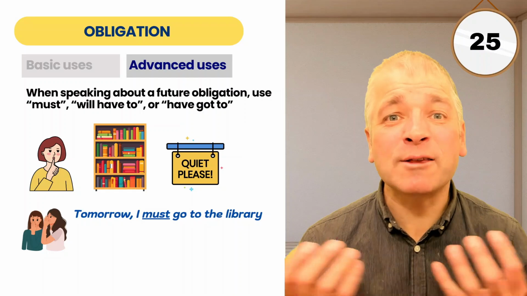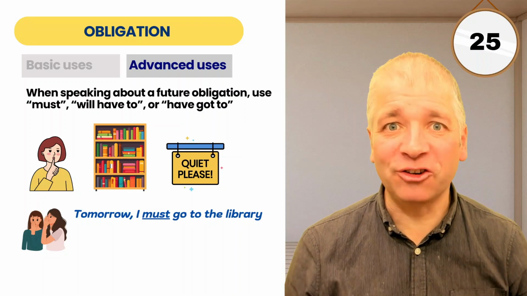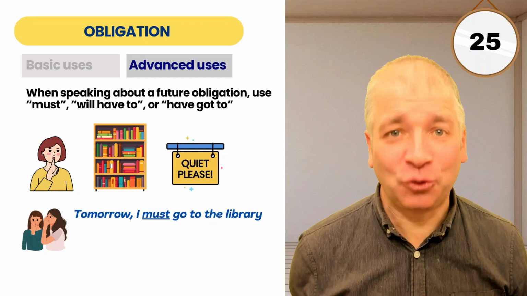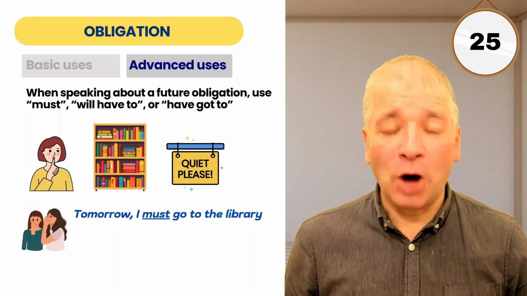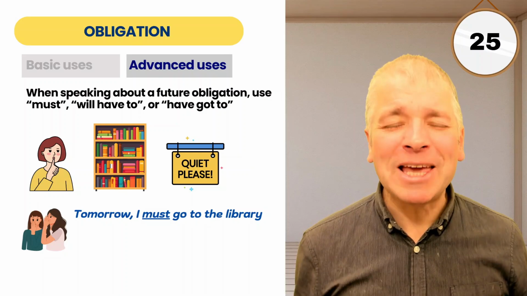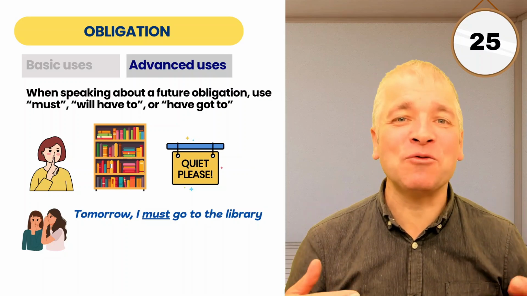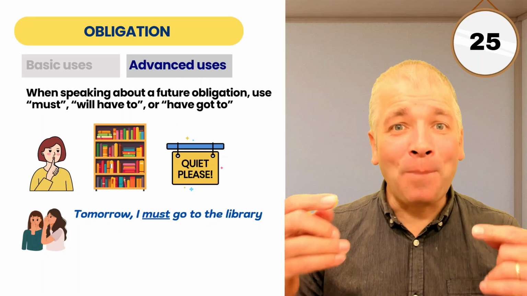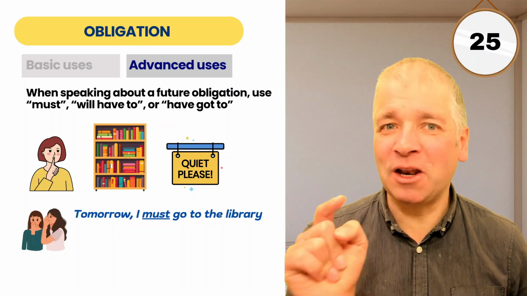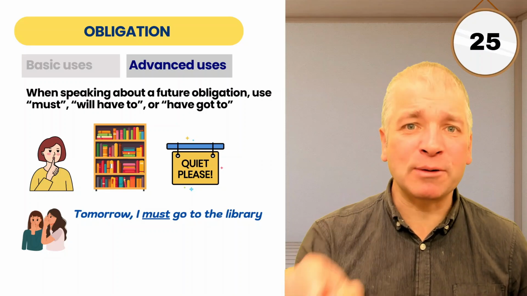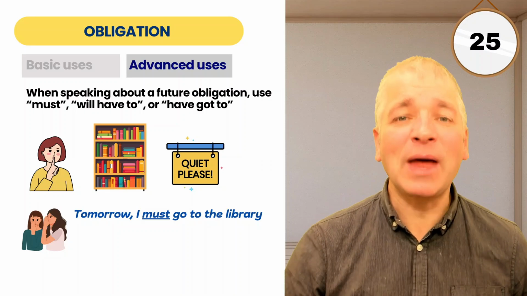What about when speaking about a future obligation? Well, here you have some choices. You could use must. Tomorrow I must go to the library. Maybe you have a book that you have to return to the library by tomorrow or you'll get a fine. So here is an obligation. The library have told you you must go. And it's tomorrow. And that's okay.